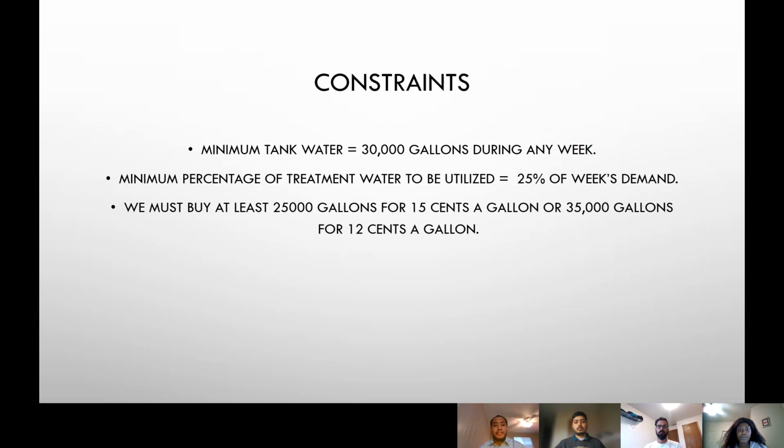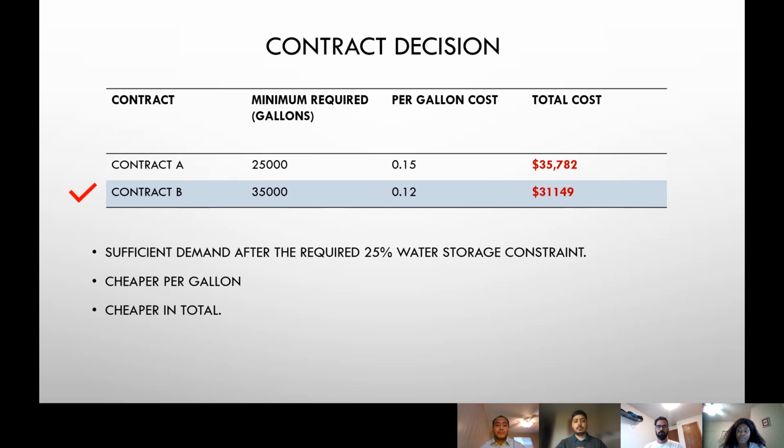In the case of the constraints, we must have at least 30,000 gallons during any week. Also, the minimum percentage of treated water to be utilized every week is 25%. Finally, we must buy, in the case of contract A, 25,000 gallons at 15 cents a gallon, or 35,000 gallons at 12 cents a gallon in the case of contract B. We have to choose one of those options.